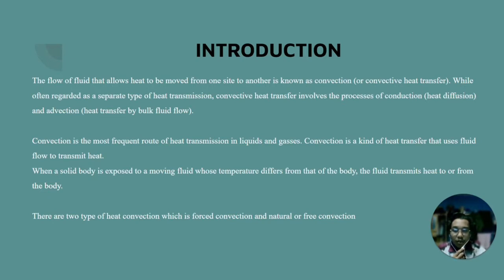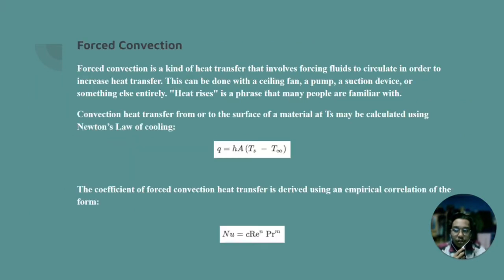There are two types: forced convection, and natural or free convection. Forced convection is a kind of heat transfer that involves forcing fluid to circulate in order to increase heat transfer. That can be done with a ceiling fan, a pump, a suction device, or something else entirely. Heat rise is a phrase that many people are familiar with.